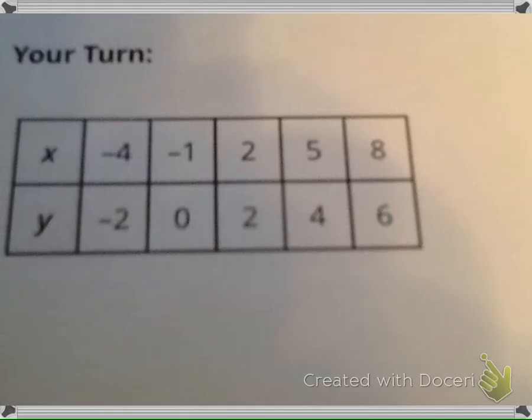This next problem is asking you to do the same thing, but I want you to use the slope formula. So you pick what you want y2 to be, and you pick what you want x2 to be, and same thing with your y1 and your x1, and try to use the slope formula. Turn the video off now, and when you're done and you've written it down on your paper, turn the video back on and watch and listen.